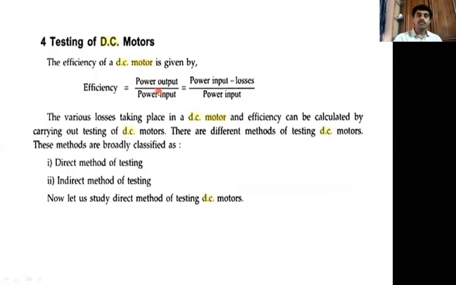So, testing of DC motors. The efficiency of the motor is given by output power by input power, that means input minus losses by input. So various losses take place in a DC motor, and efficiency can be calculated by carrying out testing of the DC motors. There are different methods of testing, classified as direct method of testing and indirect method of testing. Let us see.